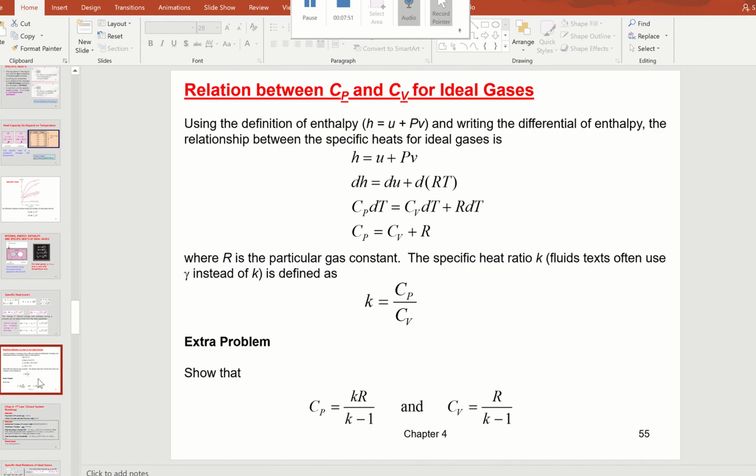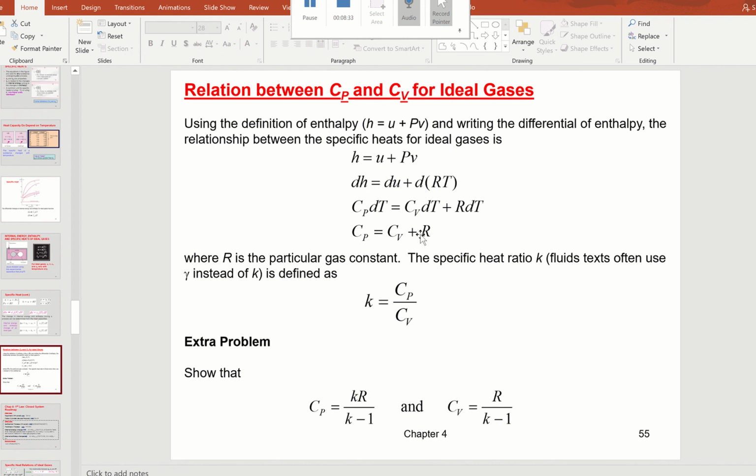Now, the very last concept I want to cover is the relationship between Cp and Cv for ideal gas. We know Cp is greater than Cv, but how much greater? Here we can derive it. We start with the enthalpy equation, H equal to U plus PV, and then we work on dH equal to dU plus d(PV), with PV equal to RT. That's the ideal gas equation. And dH is Cp dT, and dU is Cv dT. Put it in there and take R out, being a constant.